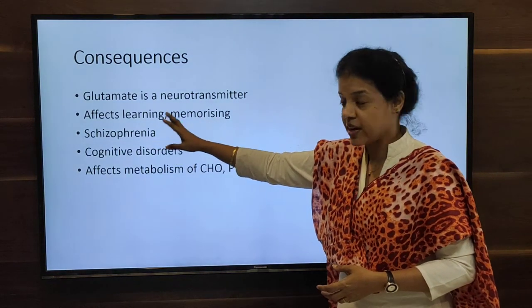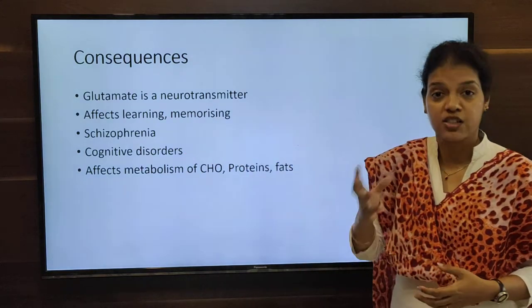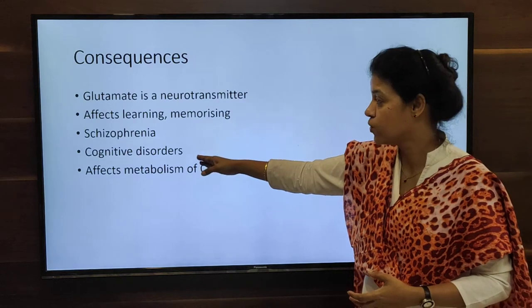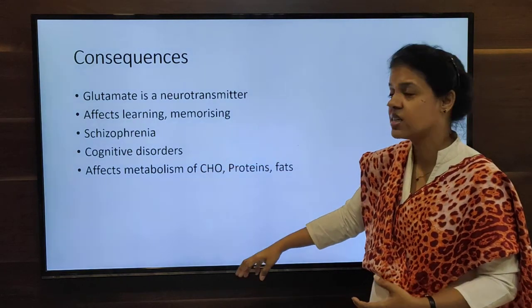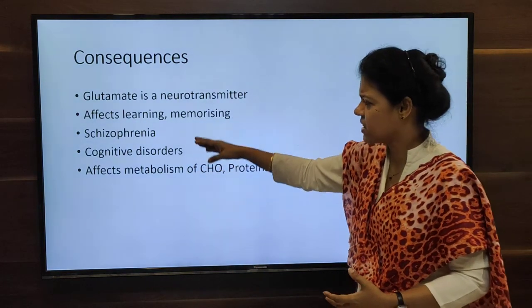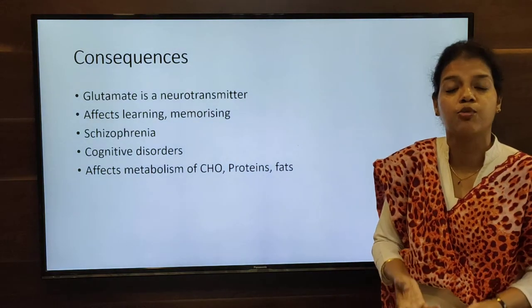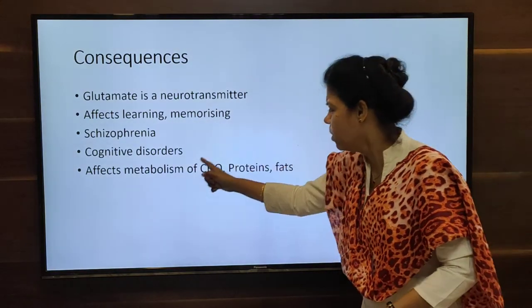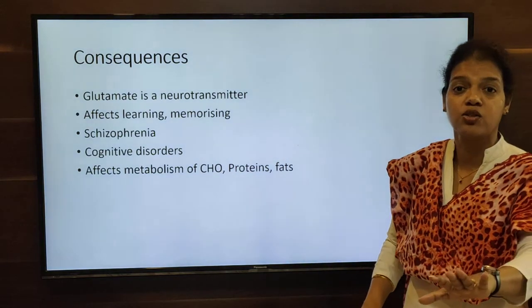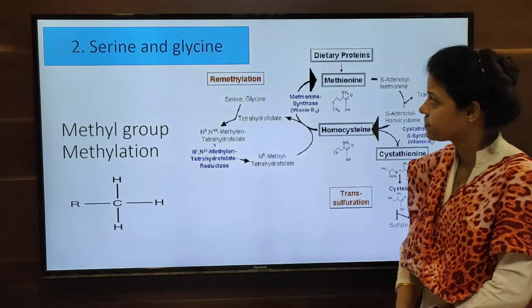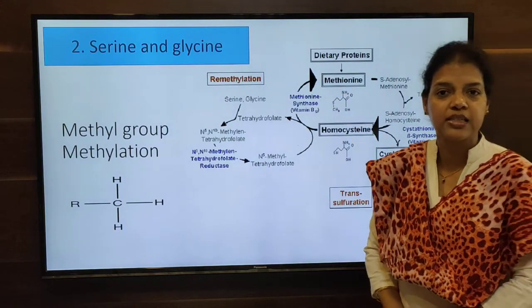This in turn affects learning, memorizing and various other cognitive functions. It can lead to serious conditions such as schizophrenia and other cognitive disorders. And all these are somehow related to altered metabolism of our basic nutrients, which is carbohydrates, proteins and fats. So all these metabolisms are affected because of the simple absence of folate or the deficiency of folate. So that is about the histidine cycle.